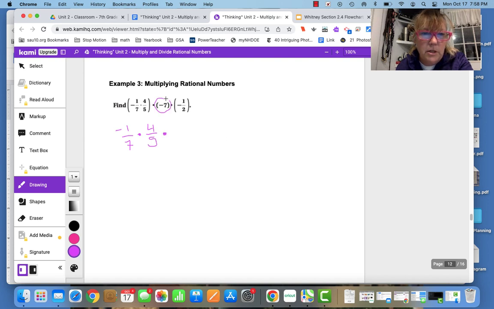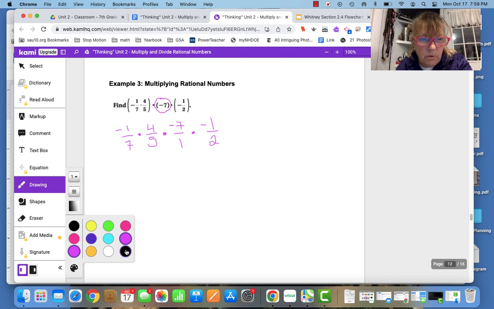So I'm going to change this into a fraction, and we know any whole number can be placed over 1. And then times a negative 1/2. Now I could multiply this all the way across and get 28 over 70. And then I'd have to simplify it. I find that it's a whole lot easier to simplify at this step before you multiply. So I am going to note that I have a negative 1/7 and a negative 7 over 1. And I know that I can simplify fractions.